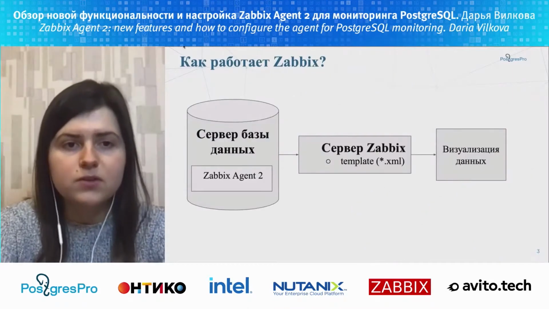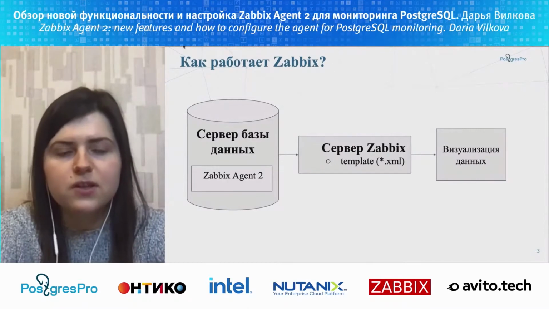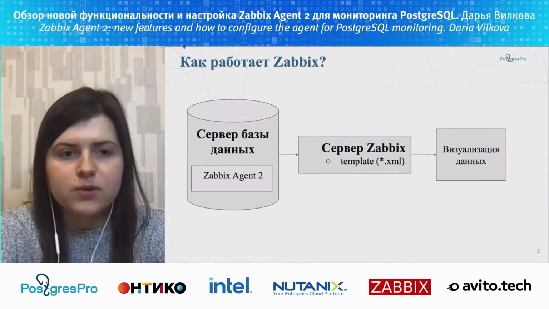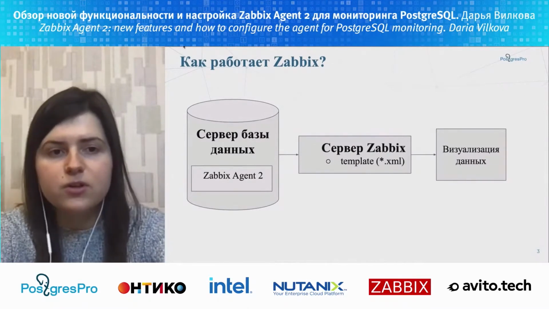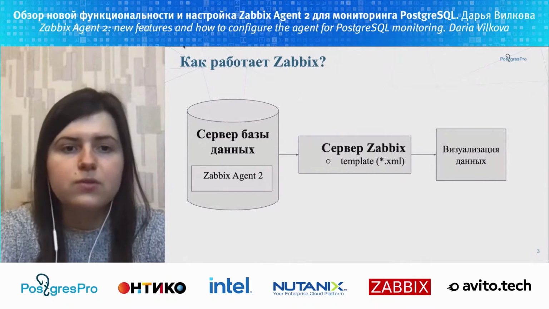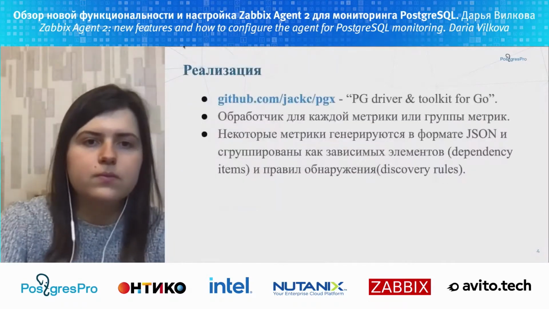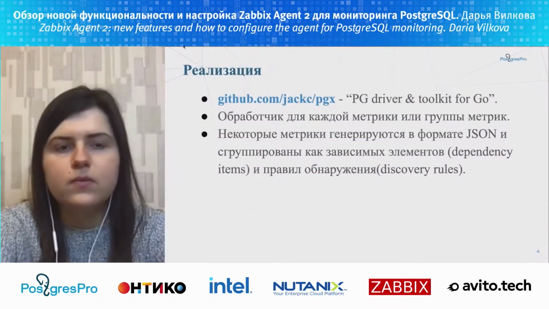Here is the Zabbix schematic of operation, which I think many are familiar with. The agent is put on the database server, where it assembles metrics and transfers them to the Zabbix server, where users have full access via the web interface.